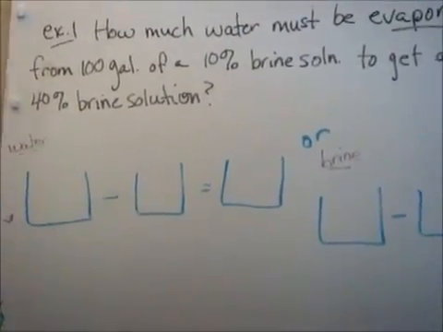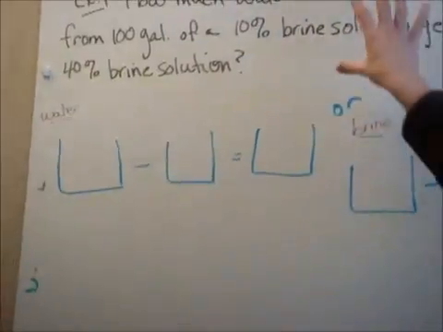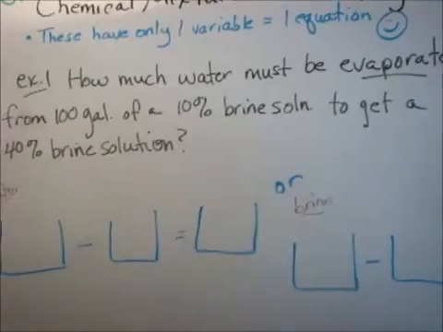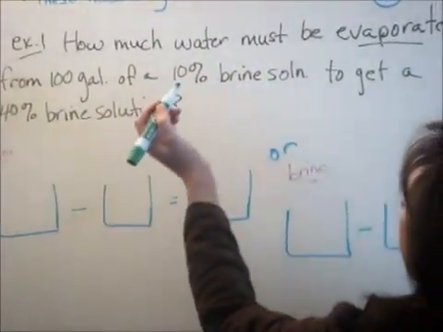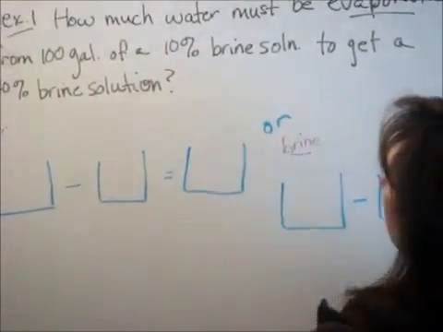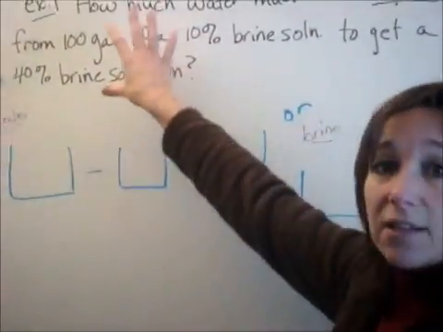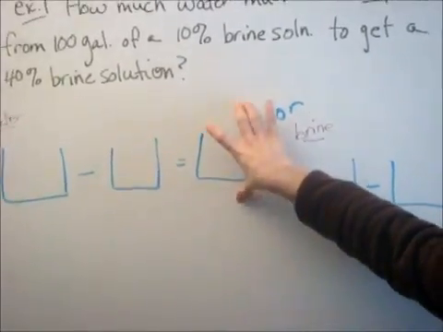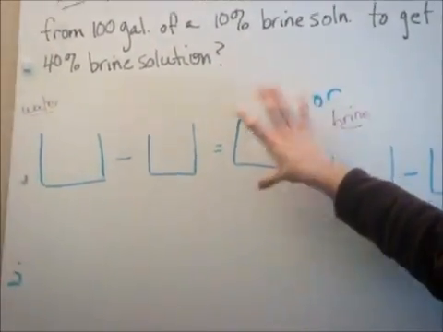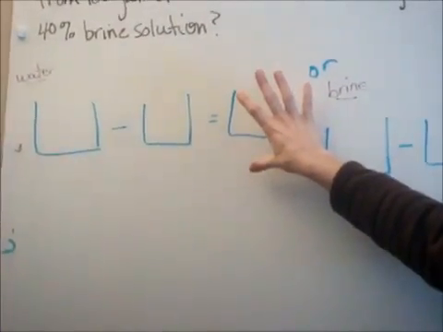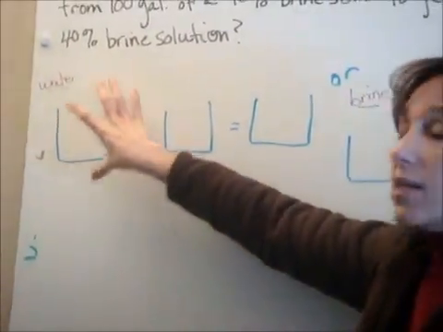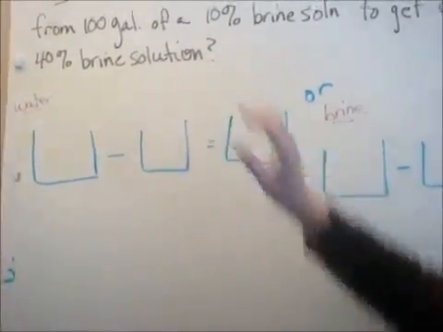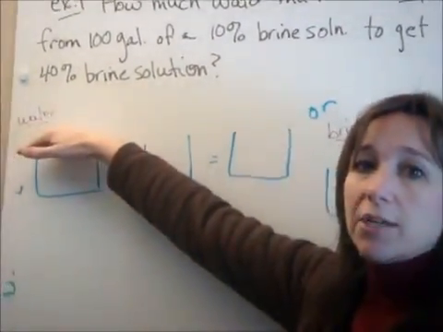So there's two ways you can do this particular problem. We want to evaporate water from 100 gallons of brine solution. So the first time we do this, let's talk about it in terms of water. So we have 100 gallons of solution, and we're going to evaporate some water, and we're going to get some solution that's 40%. So this time, instead of trying to get 100 gallons of something, we're starting with 100. We're going to subtract off some water so that we get a solution that's 40%.